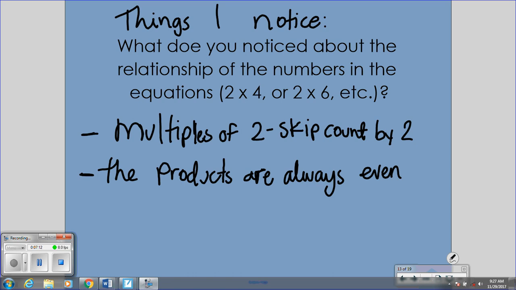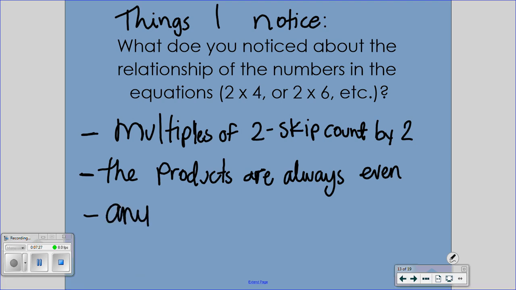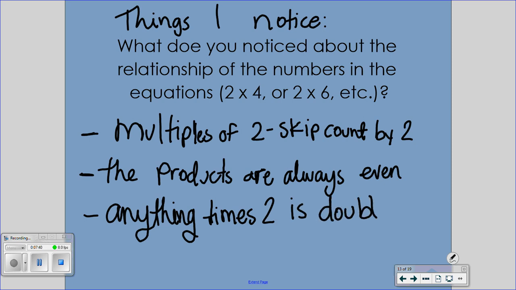So what if I did 3 times 2? What's going to be the answer? The product, I guess I should say. Damien? 6. That 3 gets doubled. Great observation, Natalie. Anything times 2 is doubled. And then we can write our example. 3 times 2, that 3 doubles to become 6.